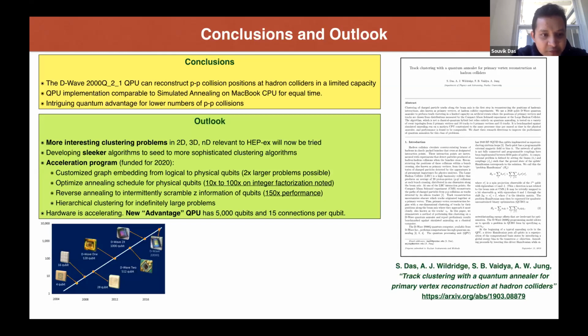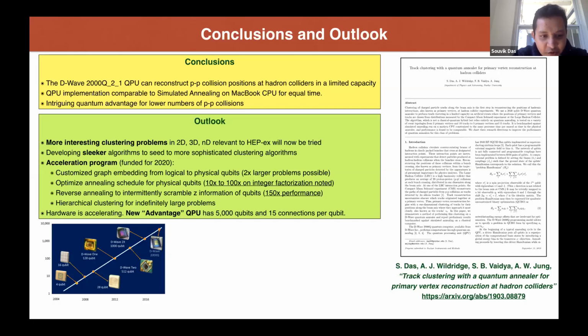Now we have developed sleeker algorithms to do clustering that can seed more sophisticated algorithms. We also have an acceleration program that is already very promising. The graph embedding can be optimized to allow a 2 times larger problem size. Then there's ways to optimize the D-Wave mechanism itself by optimizing the annealing schedule for each physical qubit, and that offers 10 to 100 times faster.